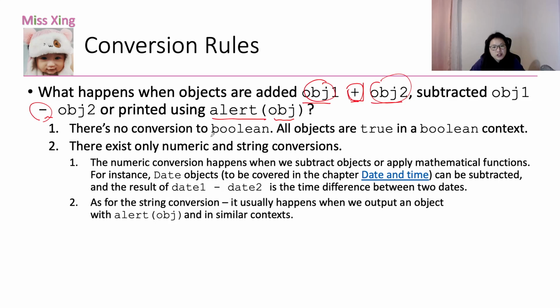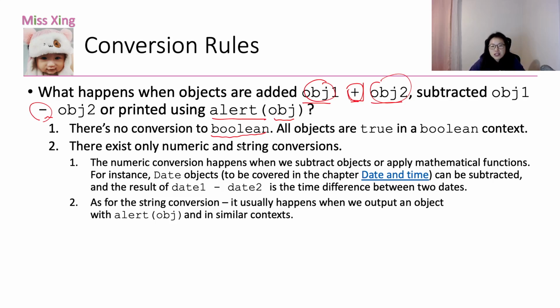First, there's no conversion to boolean types because all objects are treated as true. In JavaScript, we have truthy and falsy values. We just need to remember all the false values like false, 0, 0.0, empty string, null, undefined. All other cases we treat as truthy values. So all objects are truthy inside the Boolean context. That's why there's no conversion to Boolean, because all of them are true. But numeric and string conversions do exist.